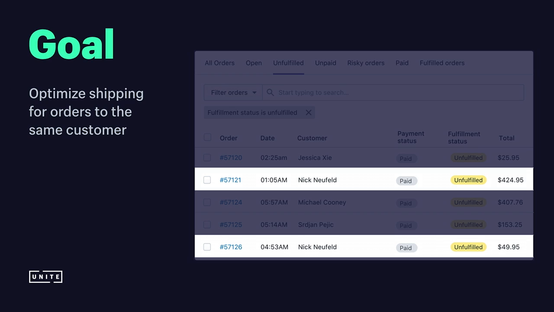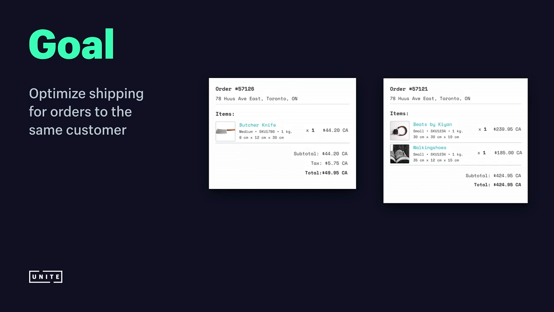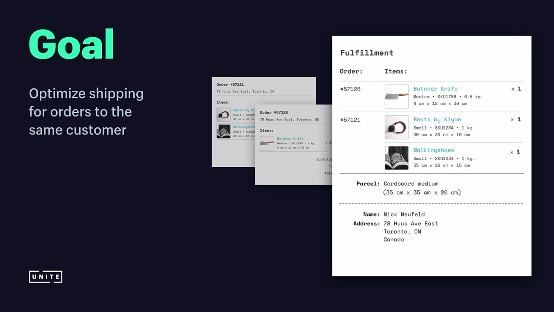Imagine a scenario like this, where a single customer has made 2 different orders on our store. In one order, they have a butcher knife. And in the other order, they have some headphones and some walking shoes. Instead of fulfilling these orders individually, perhaps it's cheaper to put all 3 items in the same box. That leads to a treatment like this. As input, our app can take the size and the weight info of all of the variants going to a given address. We'll put those numbers into some cool algorithm that does some fancy math, and the algorithm can output the optimal size box that can hold all 3 items. In this case, the algorithm output cardboard medium.